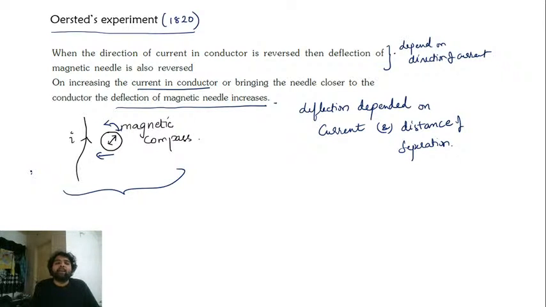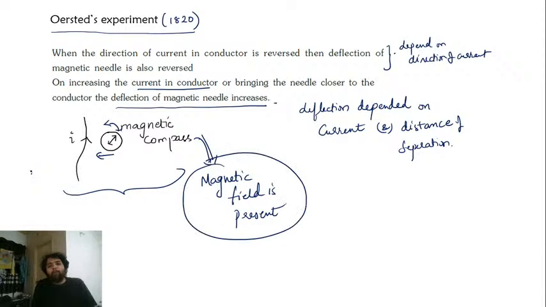Magnetic field is a very new concept. So deflection in the magnetic compass implies that there is a magnetic field present. Field is, it deflects magnets. Magnetic field is given by magnets.